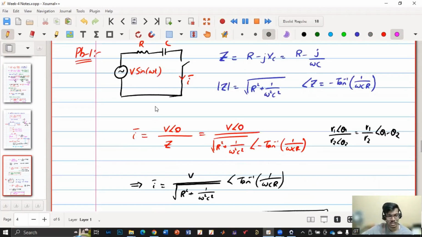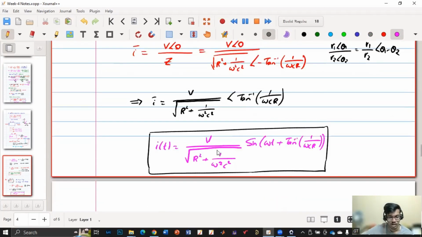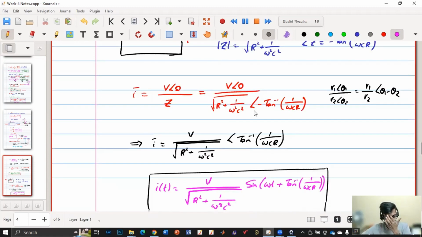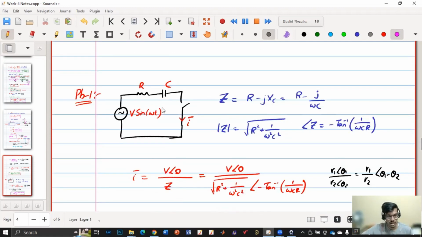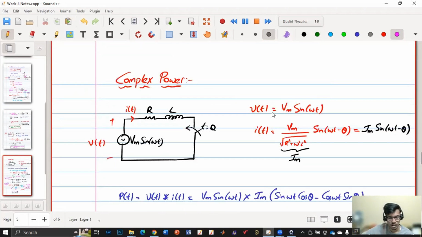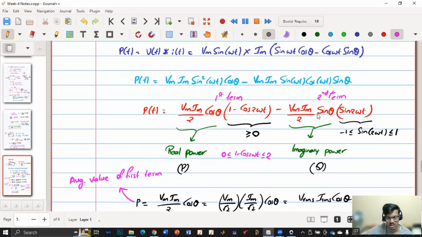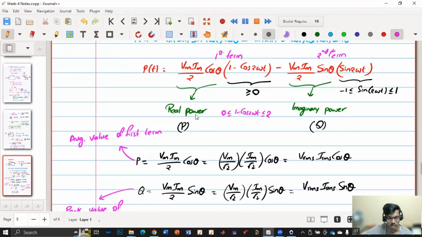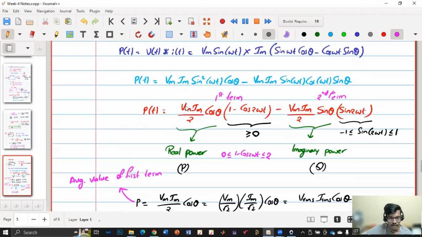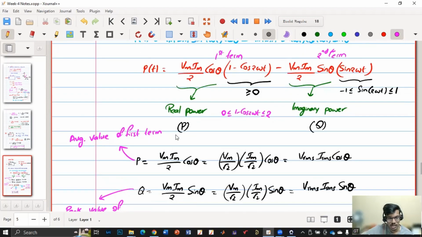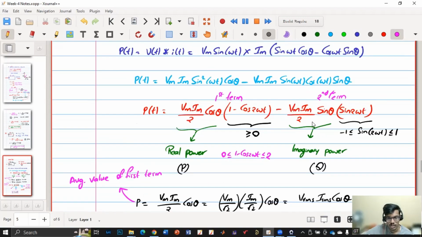Similarly, we took an example of RC and again solved for i of t in just a few steps, whereas the classical approach takes time and is lengthy. Similarly, complex power has real power as well as imaginary power. We multiplied v of t and i of t, and there are two terms: one is the real power, one is the imaginary power. Real power P is the average value of the first term, and imaginary power Q is the peak value of the second term.